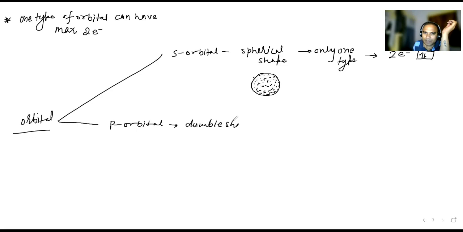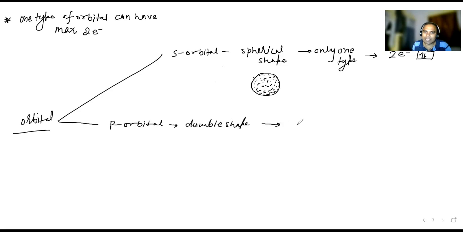Dumbbell shape. So that is what we practice now. Can you understand dumbbell? No, I didn't understand what dumbbell is. It is in the gym, na? Gym. Oh, okay, yeah. That dumbbell shape. So dumbbell shape.